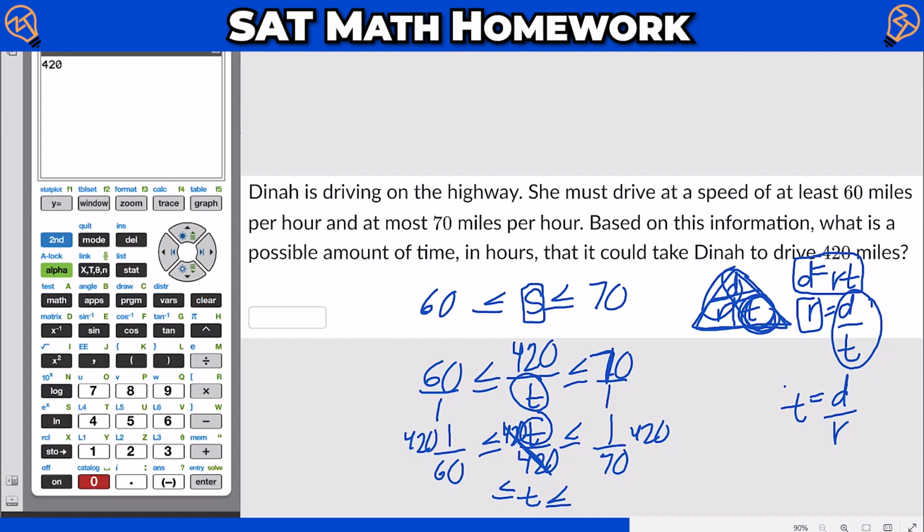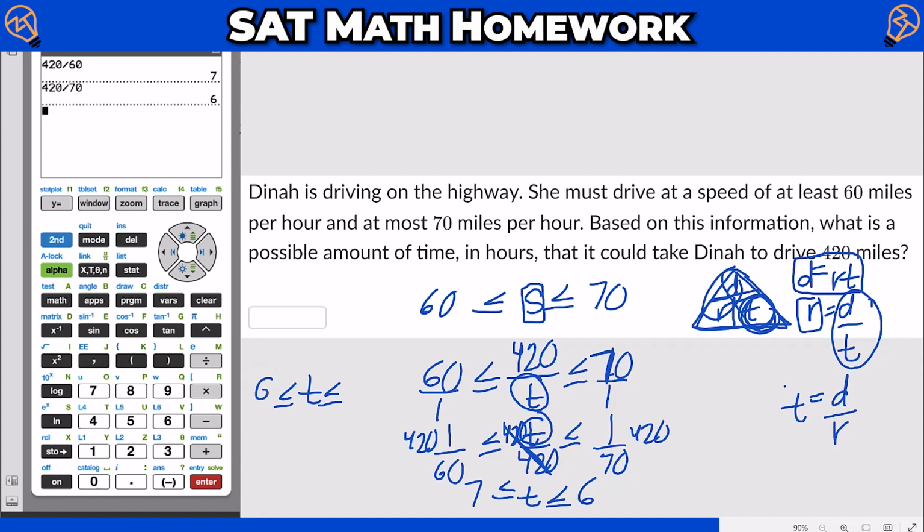Now we can go to our calculator and we see that we have 420 divided by 60, which gives us 7, and then we'll do 420 divided by 70, which gives us 6. So we know that we have 7 and 6 here. Now, normally what you're supposed to have is the smaller number on the left side. Like I said, by doing the reciprocal like we did, it kind of flipped things, but you would be able to understand that, okay, it's between 6 and 7 or 7 and 6.